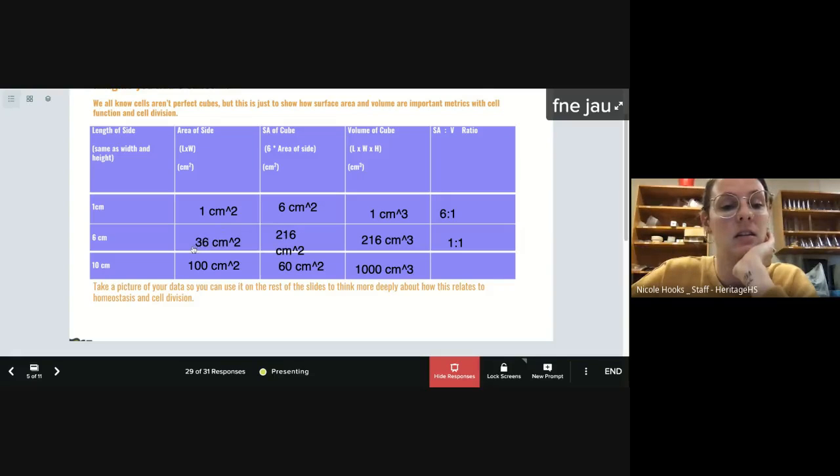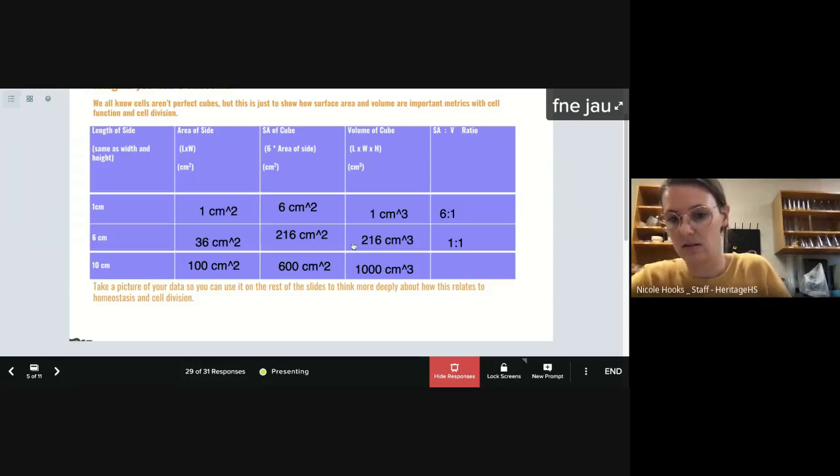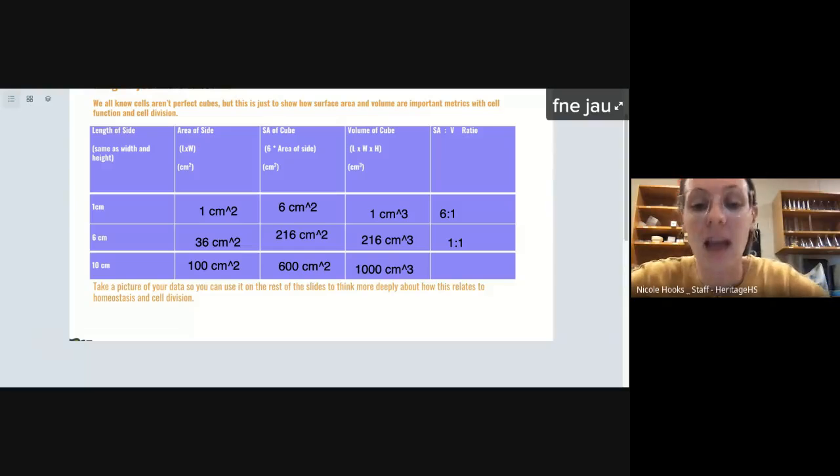And then the area of the side is 36, and then 216, and then it's 1 to 1 because it's the same number here. It is the same ratio to each other. And then for the last one, it's 3/5, because if you divide that out, you get 0.6, which is as simple as possible 3/5. So 3 to 5.